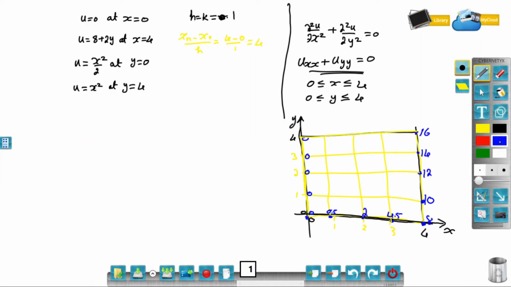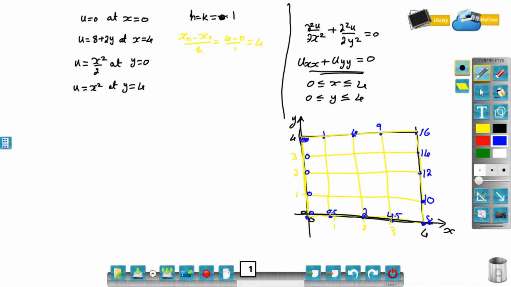Right? So here at this point, x equal to 0. What about u? 0 square, that is 0. Already marked that. Then at this point, x equal to 1. So what about u? x square, that is 1 here. Then what about this point? x equal to 2, so x square is 4 here. Then here x equal to 3, so x square is 9. Then here x equal to 4, so x square equal to 16. Already marked that. So now we have the boundary values.